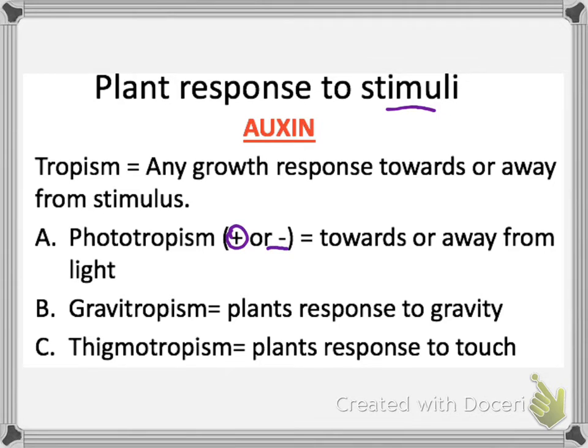We're going to look a little more closely on the next couple of slides to see how plants move either towards or away from light, which is phototropism, towards or away from gravity, which is gravitropism, or towards or away from touch, which is thigmotropism.